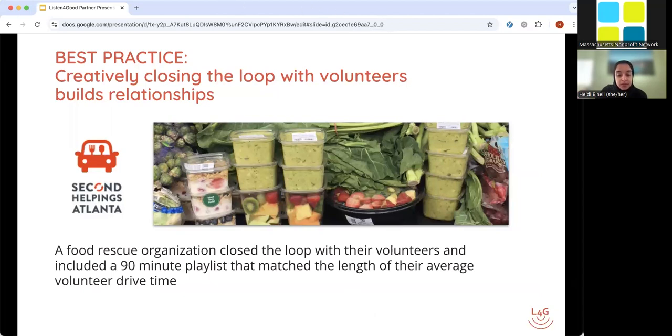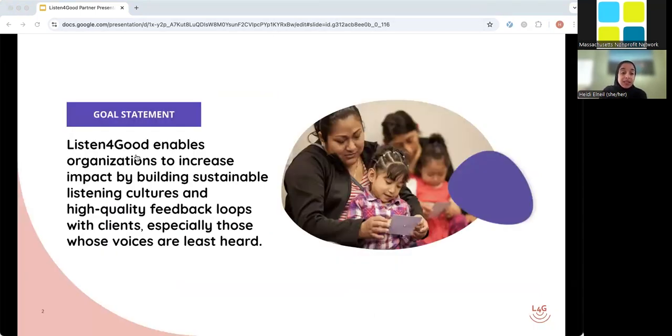Listen4Good has a capacity-building program to help organizations do this. So I'm going to share a little bit now about what Listen4Good is and what resources are available to help get you through this process. As I mentioned, we offer capacity building programs to organizations to build their skills around creating sustainable listening cultures, and developing their skills in that feedback loop with a real focus on equity and how we ensure that the voices of those who are least heard are included in our organization.